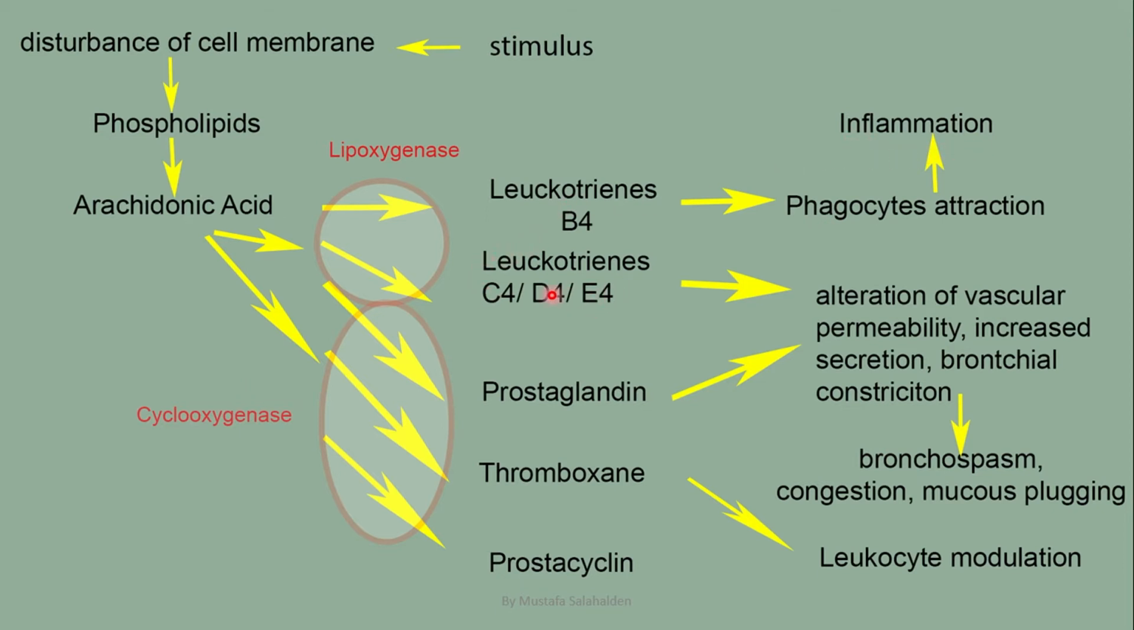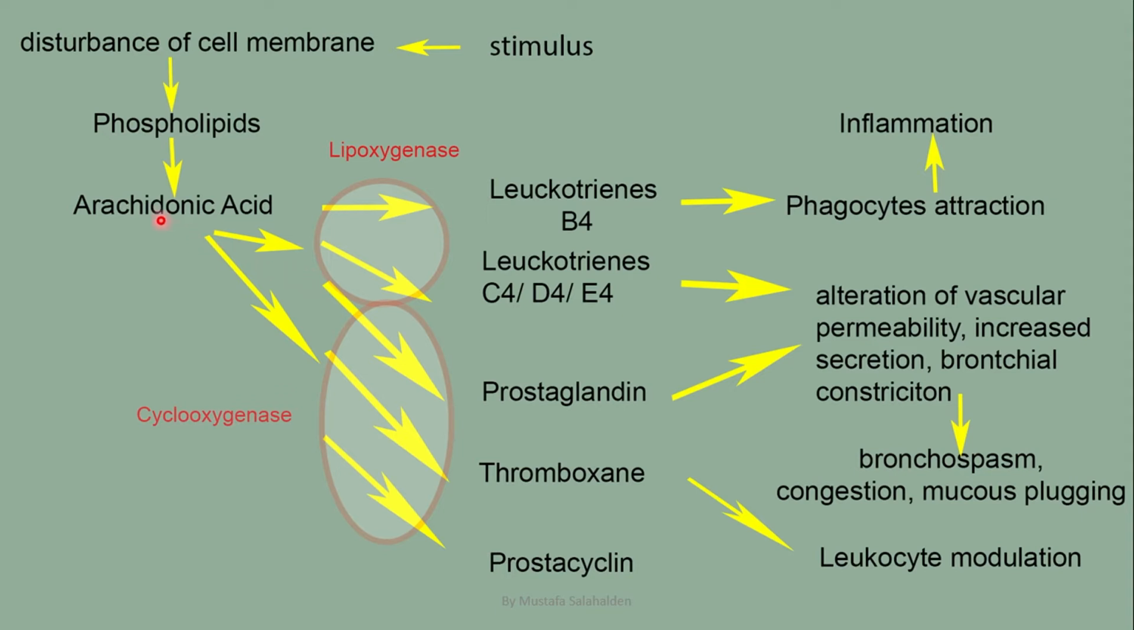The other types of leukotrienes cause alteration in vascular permeability, an increase in mucus secretion, and bronchial constriction, which leads to bronchospasm, congestion, and mucus plugging.